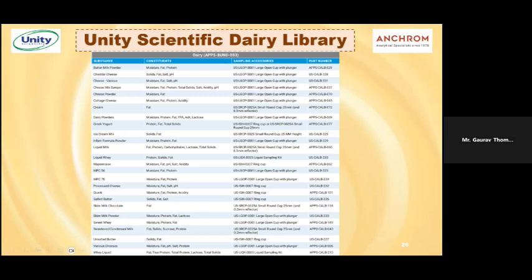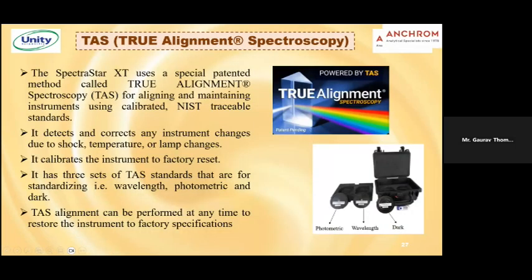Our SpectraStar XT NIRs come with this patented True Alignment Spectroscopy. From the name itself, you can make out what it is. Any components inside the instrument's hardware need to be calibrated and aligned. Only if they are aligned in a proper manner would you get reproducible, reliable, and consistent results, right? So for calibrating the instrument, it comes with these standards.